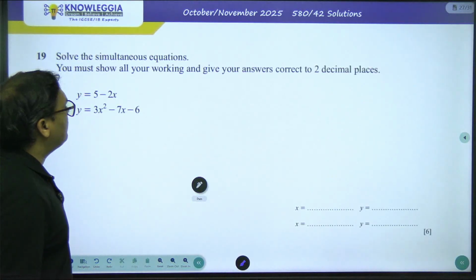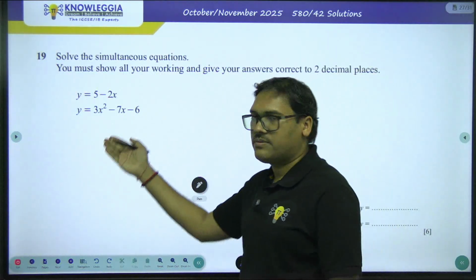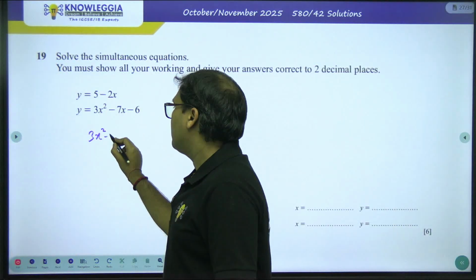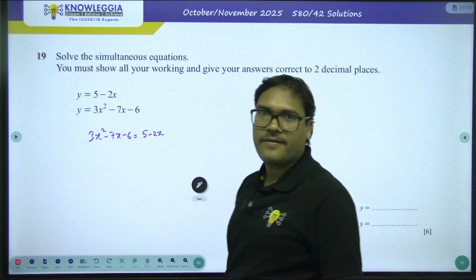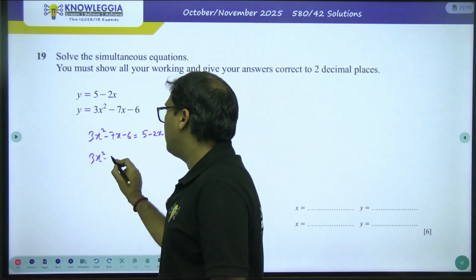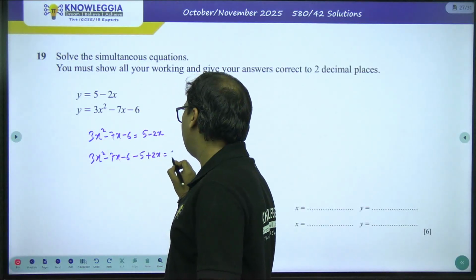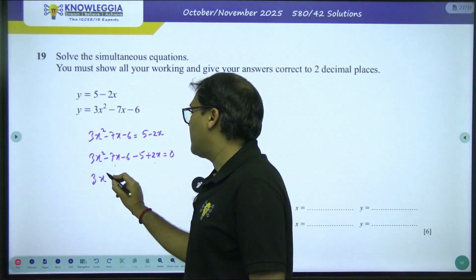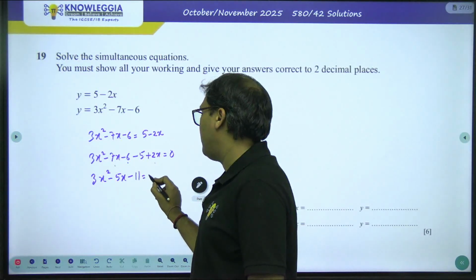Now, a question on a linear equation and a non-linear equation, a simultaneous equation, a pretty straightforward question. To solve this, you can see this is 3x squared minus 7x minus 6 equal to 5 minus 2x. You have to solve this simultaneously. So now let's arrange this: 3x squared minus 7x minus 6 minus 5 plus 2x equal to 0. Now negative 7x plus 2x will become negative 5x, and minus 6 and minus 5 is negative 11.